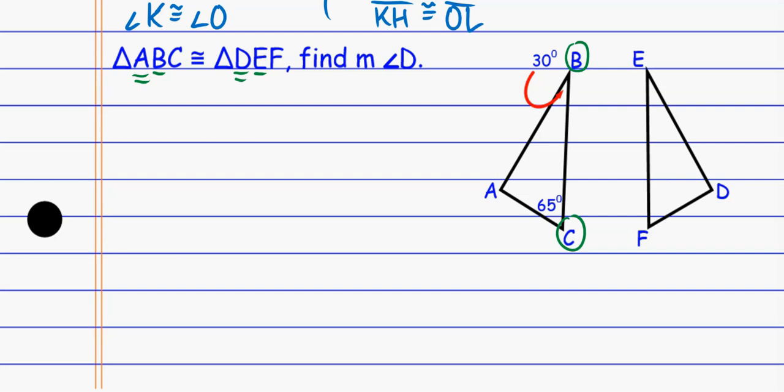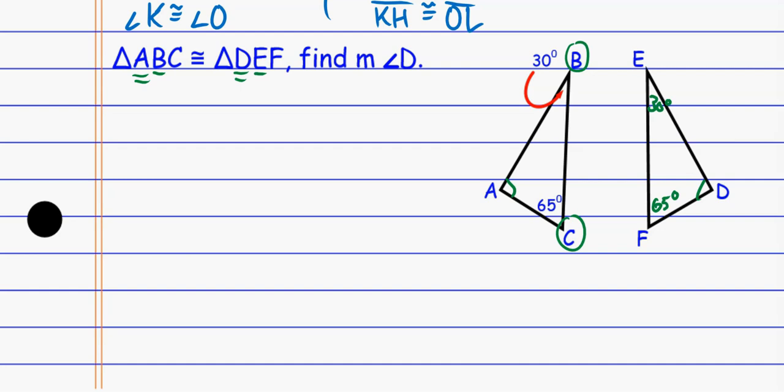In this one, A and D are the same thing, which means this angle matches this angle. Likewise, B and E are the same thing, so this matches this, and I can transfer that 30-degree angle. And with the last piece, C and F match up, so I can transfer the 65-degree angle. There are two ways to approach this.